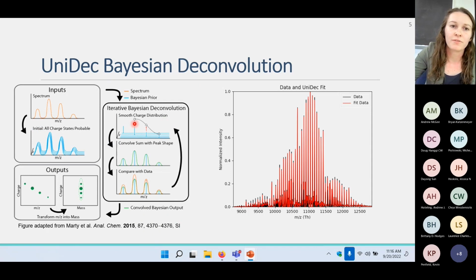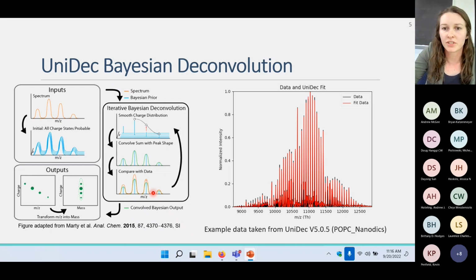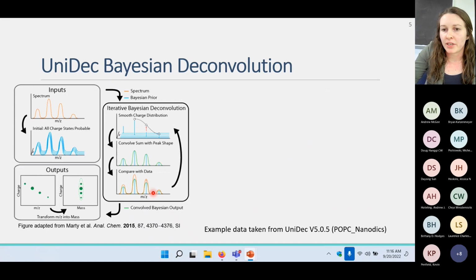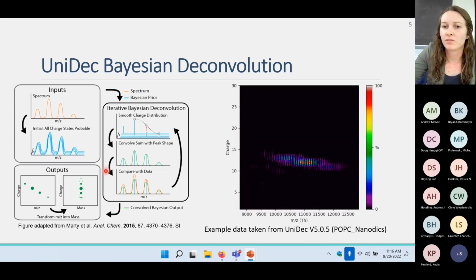And then from there, it will fit that data and determine the probability of that charge state and that peak being present for a given M over Z. The example I'm showing is the example data from the software of phosphatidylcholine nanodiscs that have various degrees of phosphorylation, I believe.